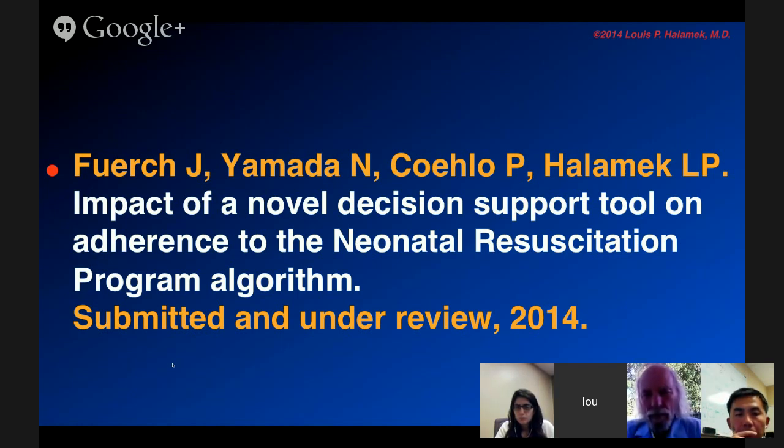So this is a study that has been submitted and is under review by one of the major journals in healthcare. And hopefully we're anticipating that it'll be published perhaps later this year or early next year.